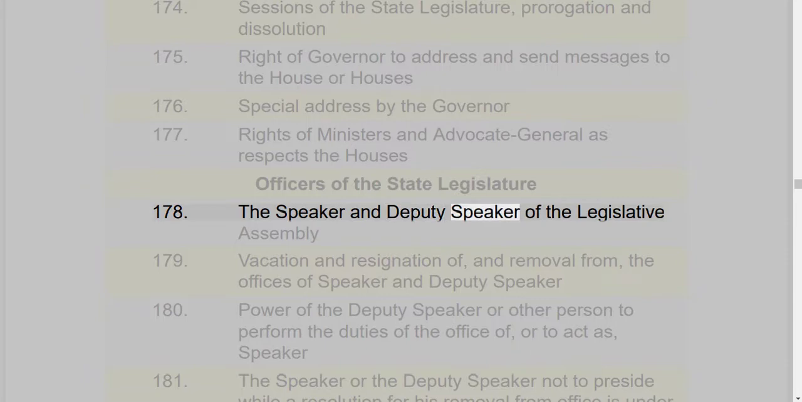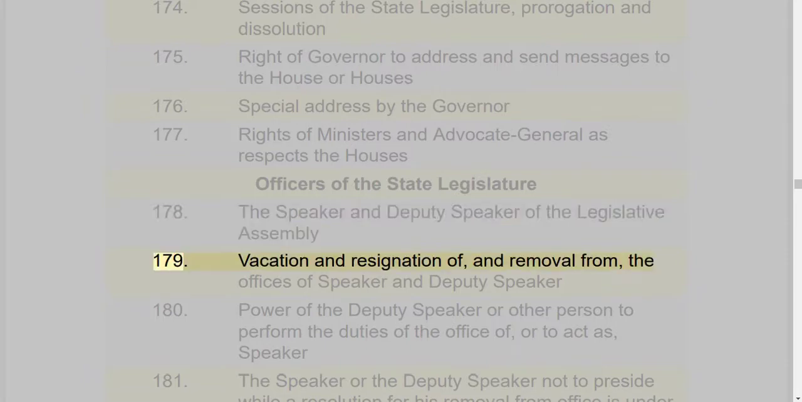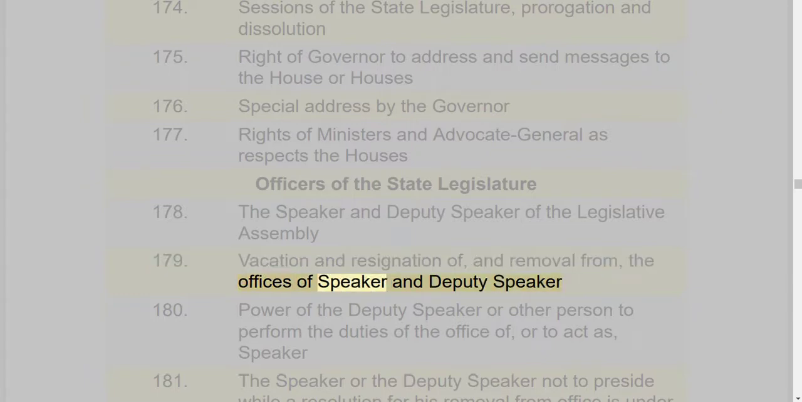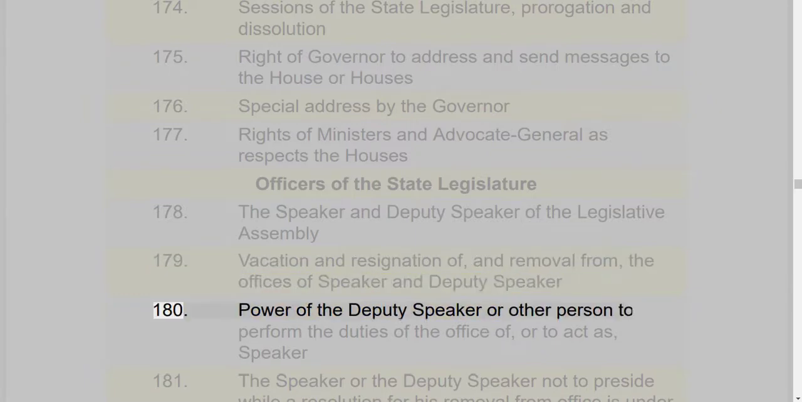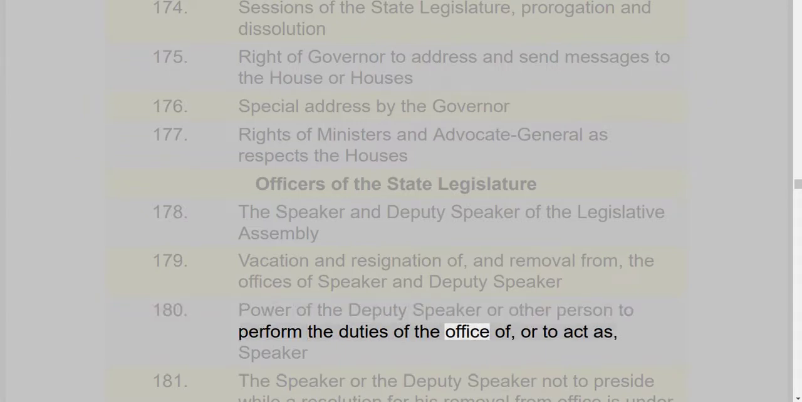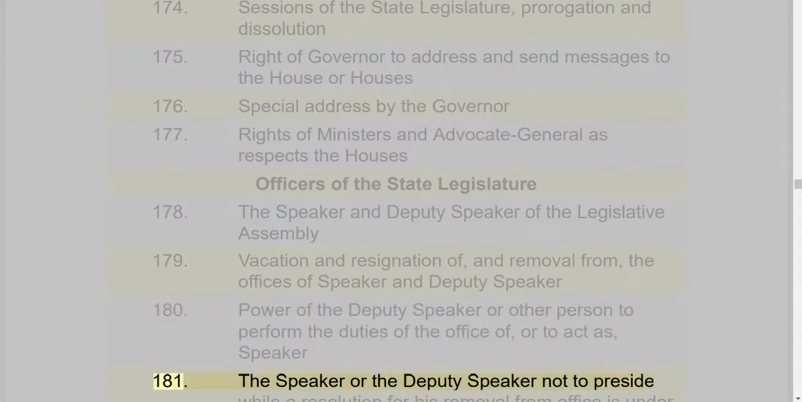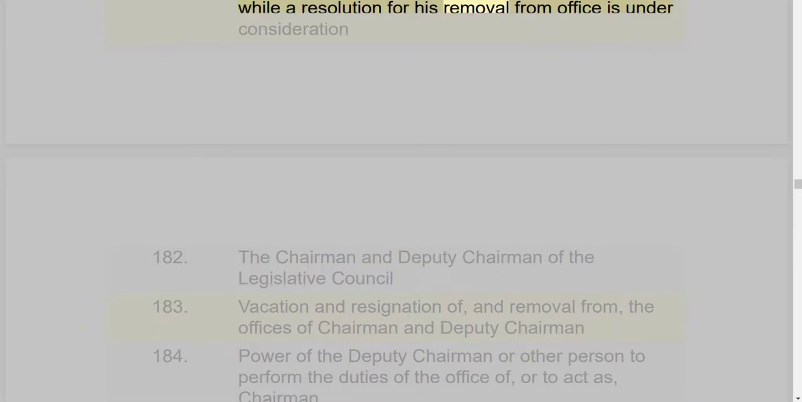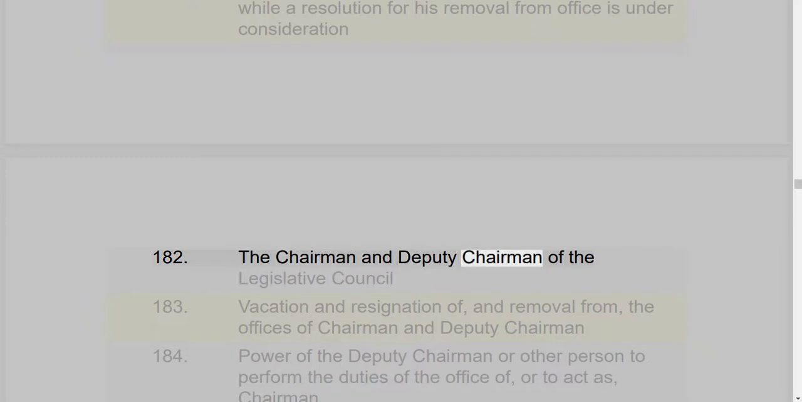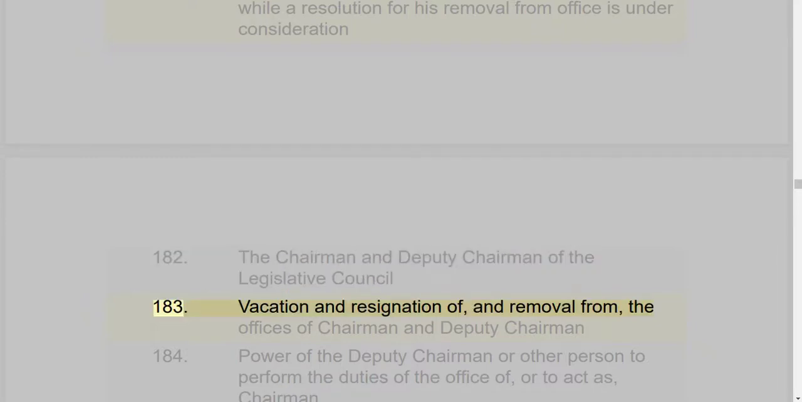The Speaker and Deputy Speaker of the Legislative Assembly 179. Vacation and resignation of, and removal from, the offices of Speaker and Deputy Speaker 180. Power of the Deputy Speaker or other person to perform the duties of the office of, or to act as, Speaker 181. The Speaker or the Deputy Speaker not to preside, while a resolution for his removal from office is under consideration. 182. The Chairman and Deputy Chairman of the Legislative Council 183.